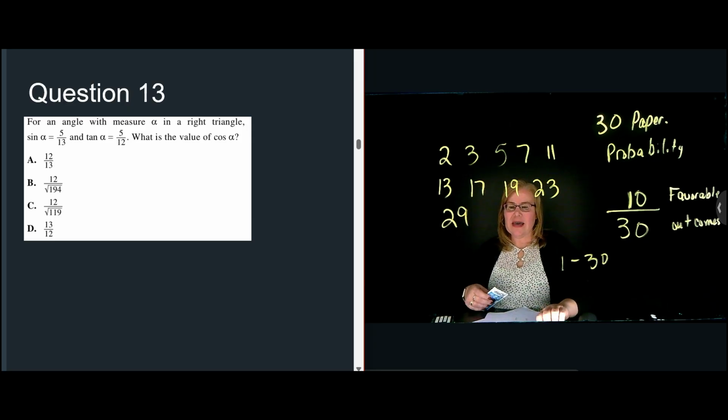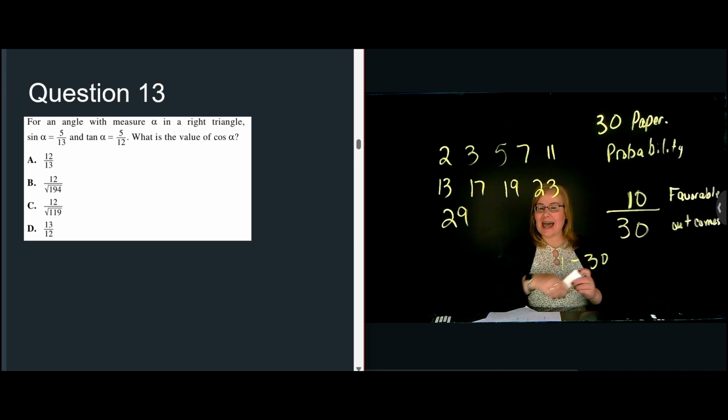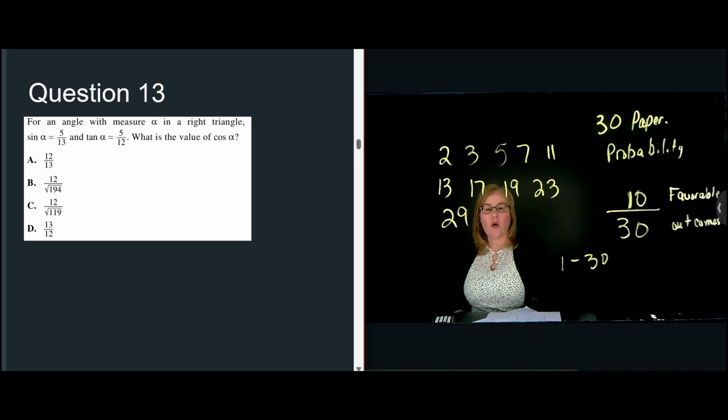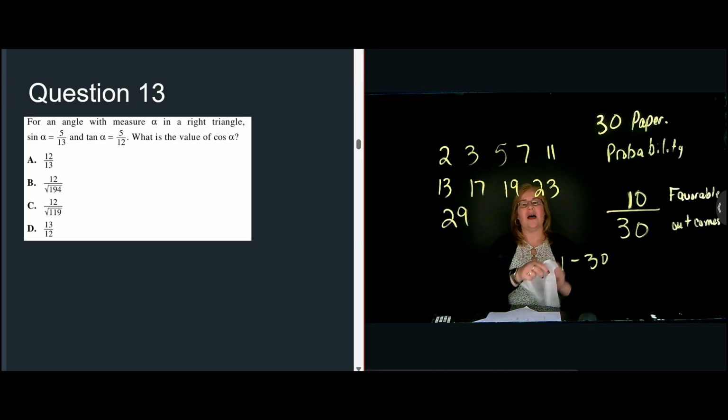All right, so here we go. It says, for the angle with measurement A in the right triangle, the sine of A equals 5/13, and the tan of A equals 5/12. What is the value of the cosine of A?